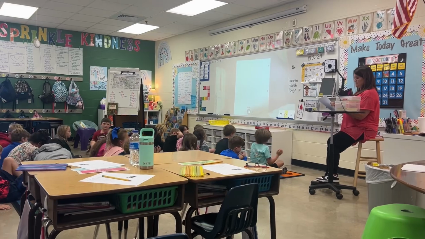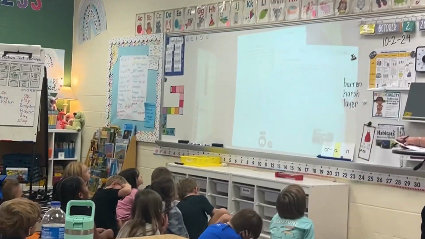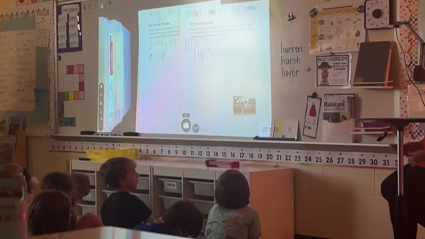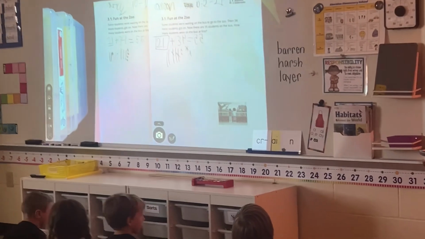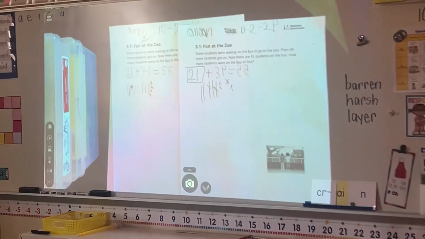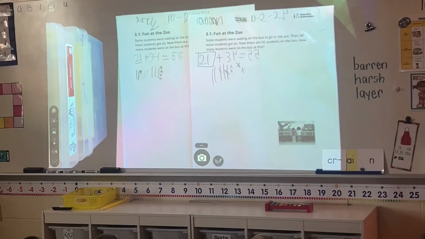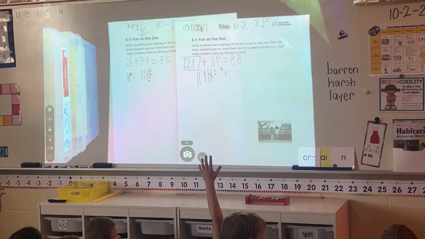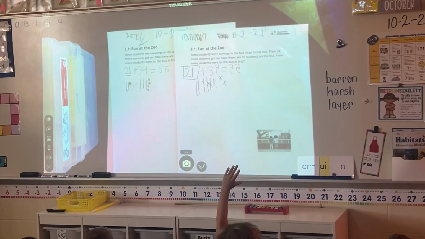So I want to show you something. I'm going to show you Darcy's and Canaan's. They both used a picture, but they both did something different. You're being a good listener. Can you tell what they did that's different? They figured it out a different way. Look at it carefully for me. Madeline, are you looking? Can you tell how Darcy did it differently than Canaan did it?